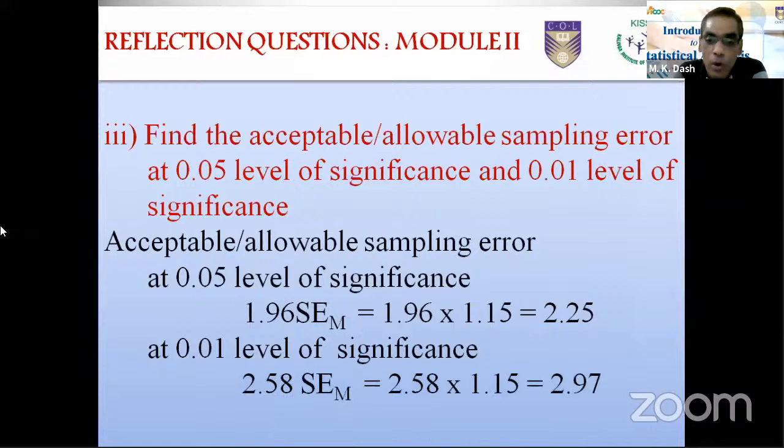Similarly, for 0.01, you find out, we will get the range as 2.97, because only the critical value is changed. Here we have used the critical value 1.96. In the 0.01 level, we have used the critical value 2.58. Accordingly, you will get the value.